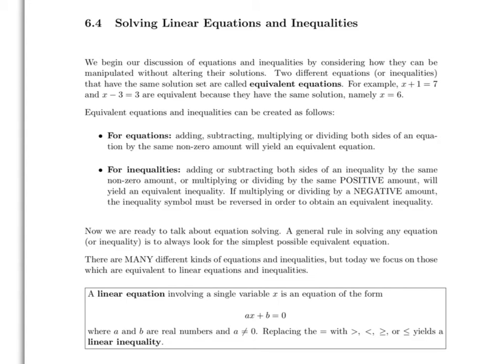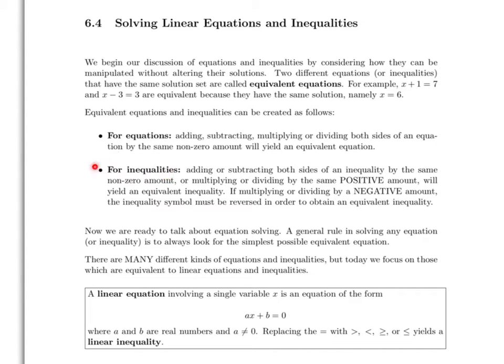So for example, x plus 1 equals 7 and x minus 3 equals 3 are called equivalent because they both have the same solution, namely x equals 6. So equivalent equations and inequalities can be created as follows. Let's talk about equations first. Adding, subtracting, multiplying, or dividing both sides of an equation by the same non-zero amount will yield an equivalent equation.